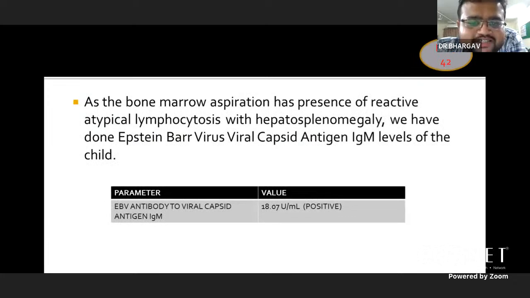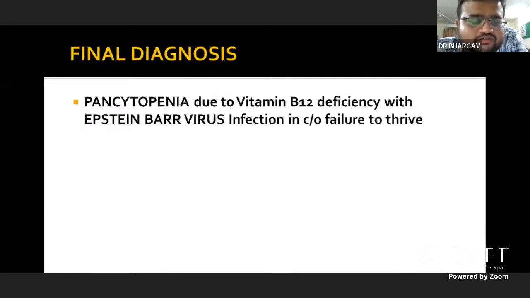As the bone marrow aspiration showed reactive atypical lymphocytosis with hepatosplenomegaly, we did Epstein-Barr virus viral capsid antigen IgM levels of the child, which turned out to be positive with a value of 18.07 unit per milliliter. So we have kept our final diagnosis as pancytopenia, which can be due to vitamin B12 deficiency with Epstein-Barr virus as a co-infection in a case of failure to thrive.